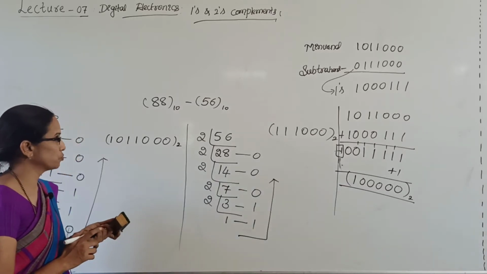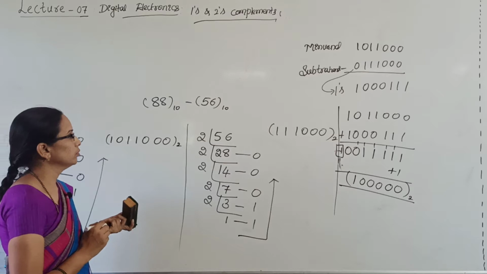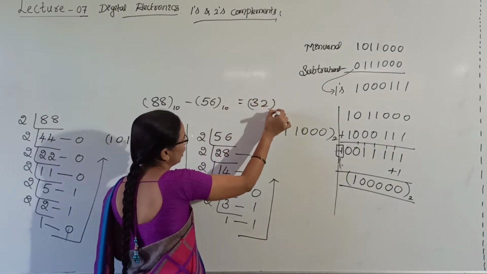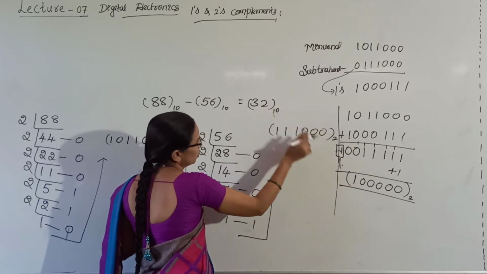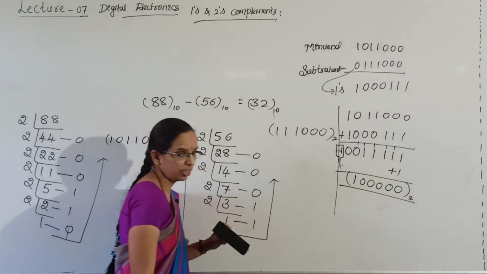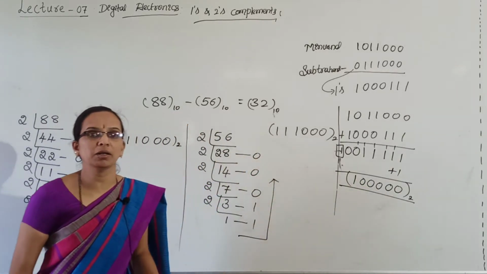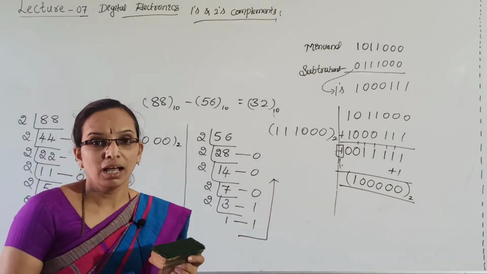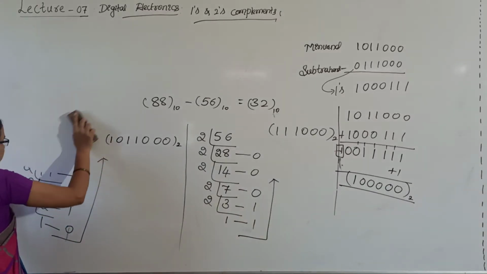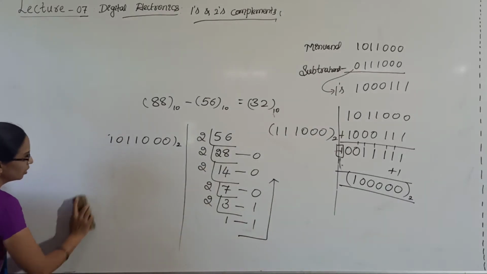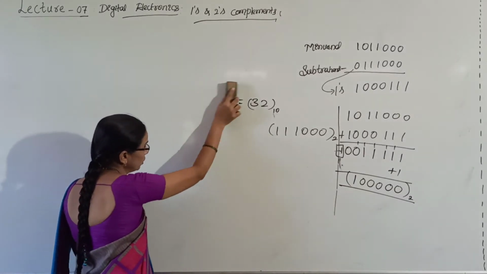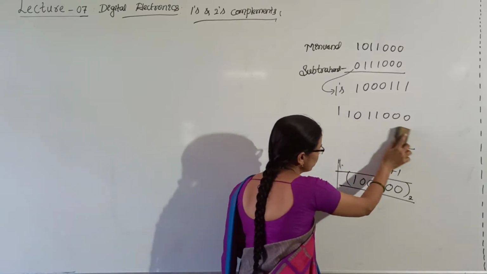88 minus 56 will be 32, right, and the answer we have got is also 32, 2 power 5 is 32. If you want, you can convert this binary number into decimal and that gives you the answer 32. This is how we do the ones complement method of subtraction.